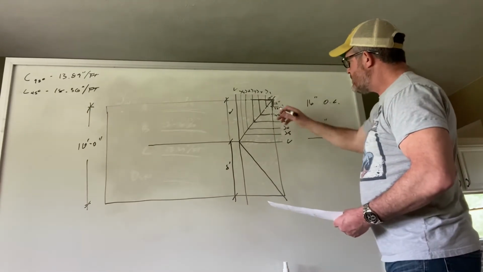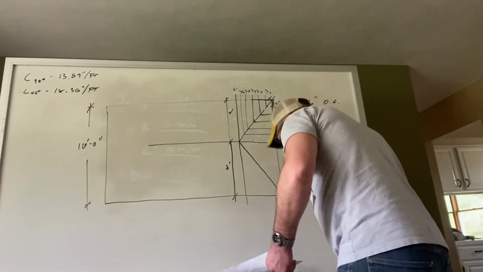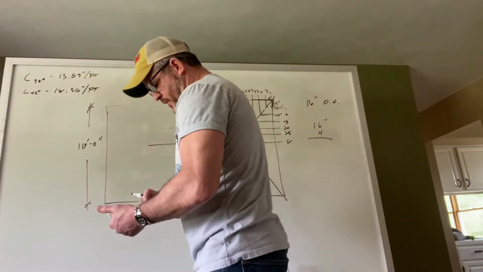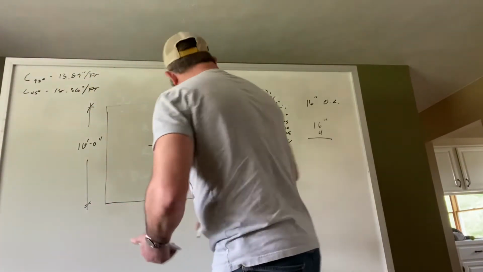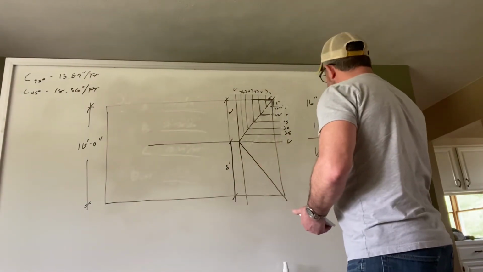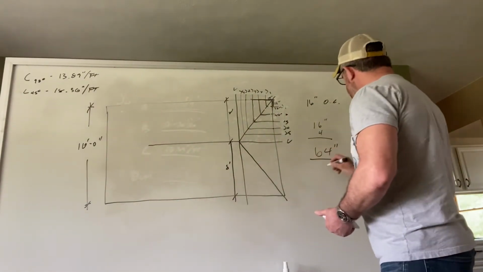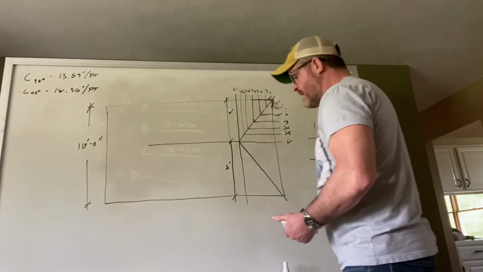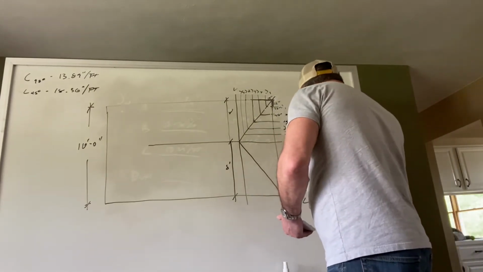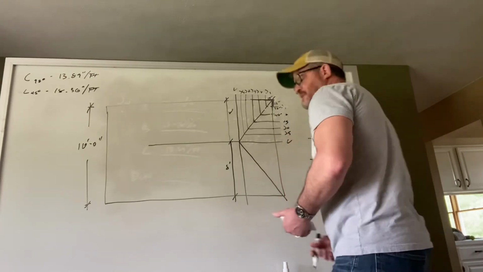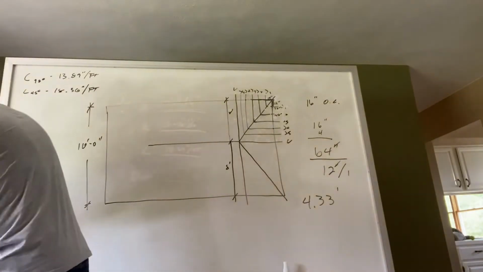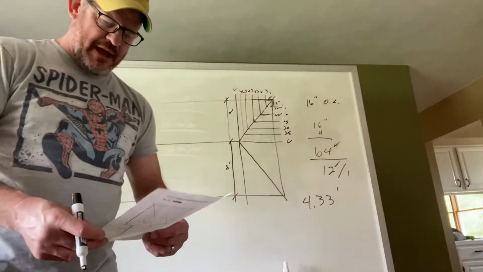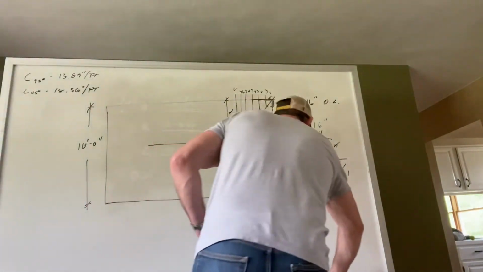So I'd have 16, 32, 48, and then 48 plus 16, or I could just simply say 16 times 4, which is 64 inches. What do we know? We have to be in feet, so 12 inches per foot. It cancels and I get 4.33 feet. That is my run. And again, we can see that that is based on our 5.33 feet.